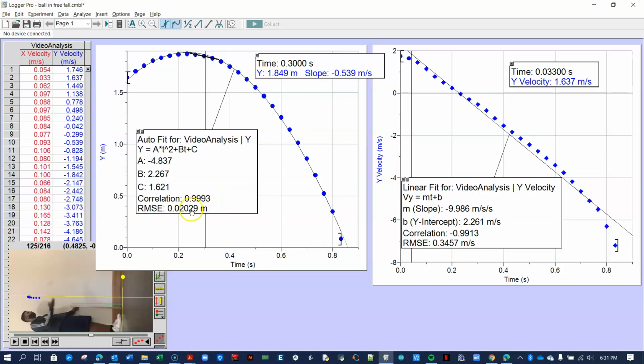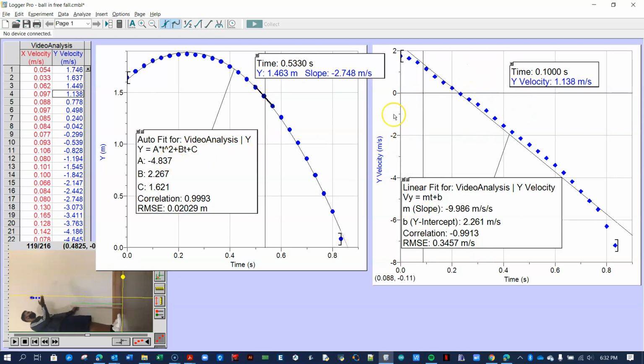So if we click back over to the graph, the capital A term here, that number, is negative 4.8. And in the physics, negative 4.8 represents 1/2 of the acceleration. So if we double this number, that will give us the acceleration. Or 4.8 is equal to 1/2 a. And so if we multiply both sides by 2, it tells us that a is around 9.6, which is pretty good, because acceleration should be negative 9.8.